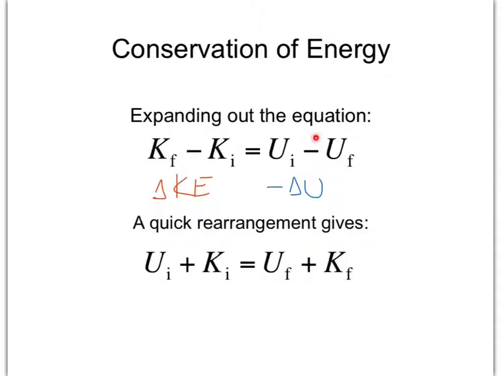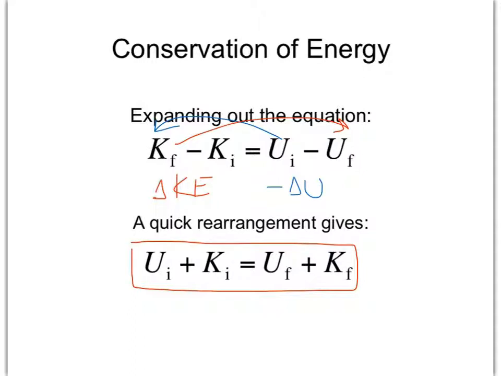So let's take all of our finals and our initials and move them all to the same side. I'm going to bring this over to that side. I'm going to take my final kinetic energy and bring it over to here. And if I undo all the minuses, this is what I finally get. We just rearrange that algebraically, so we have all of our initials and all of our finals.